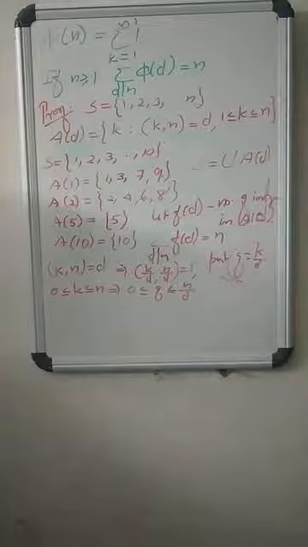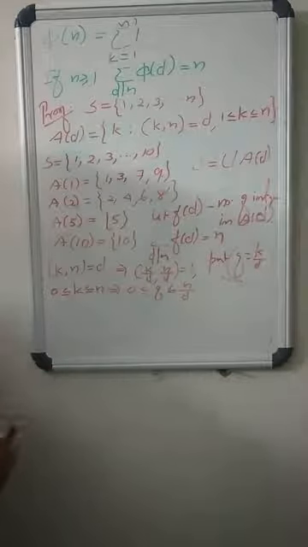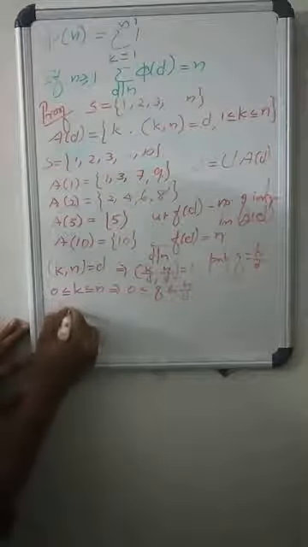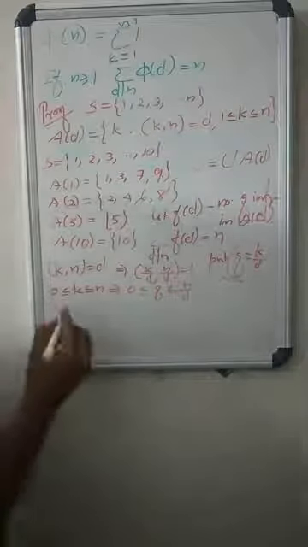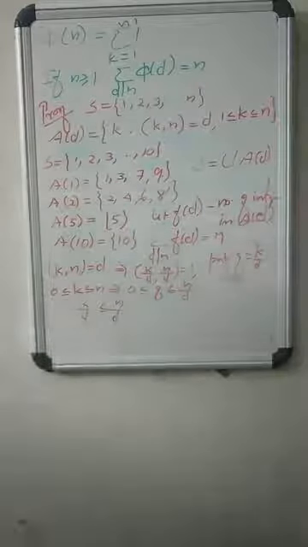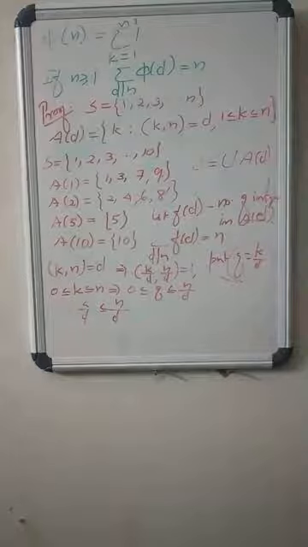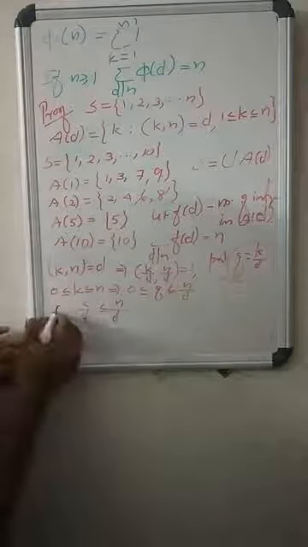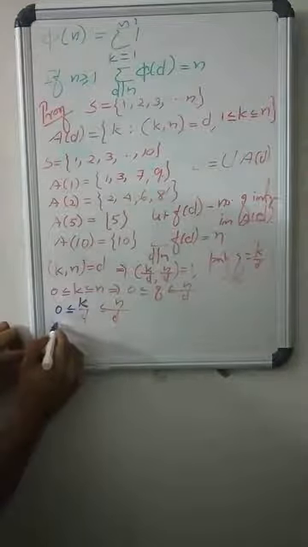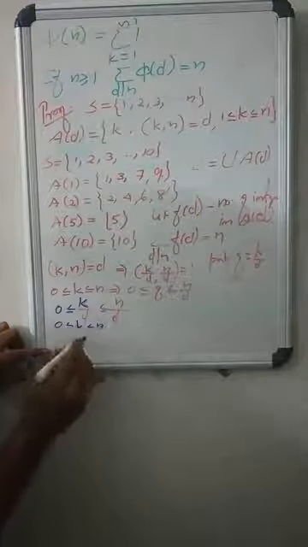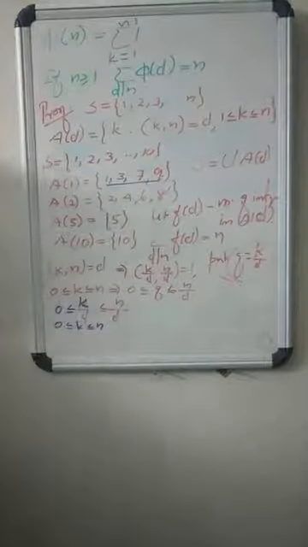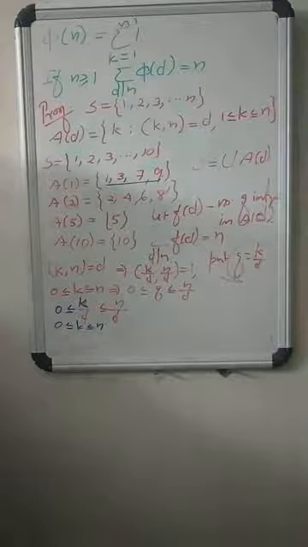Why? Like this, A of 1 is 1, 3, 7, 9. When D is 1, we have 0 less than or equal to K by D less than or equal to n by D. So when D is 1, from this example, what you get is 0 less than or equal to K less than or equal to n. So this A of 1 consists of how many elements? There are 4 elements. They are 1, 3, 7 and 9.